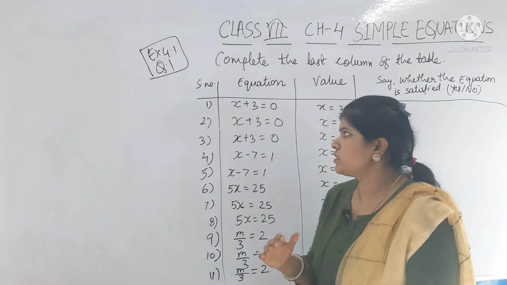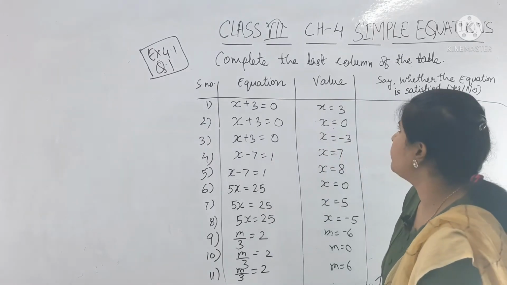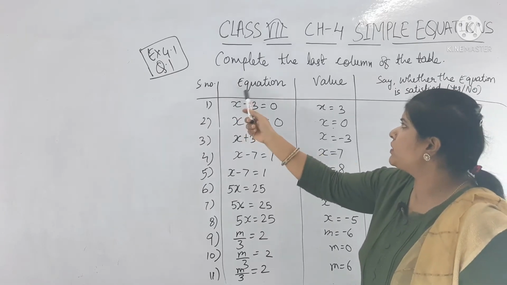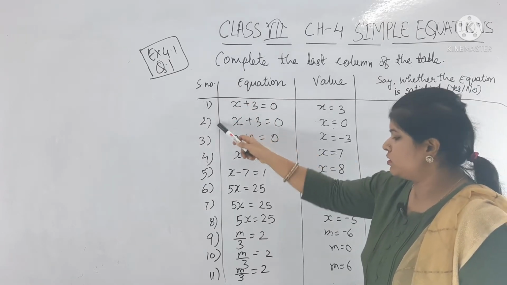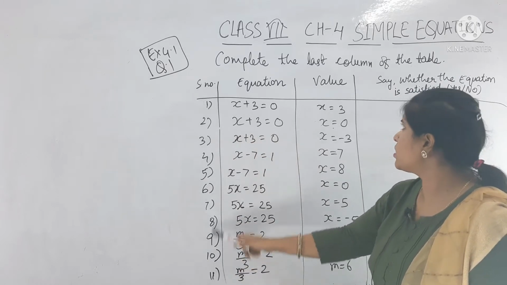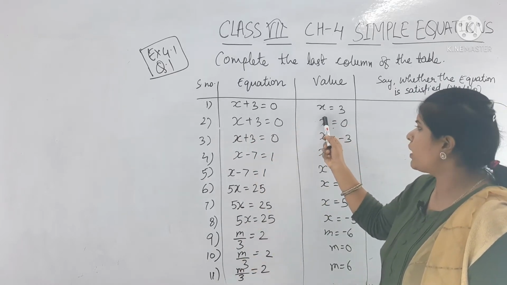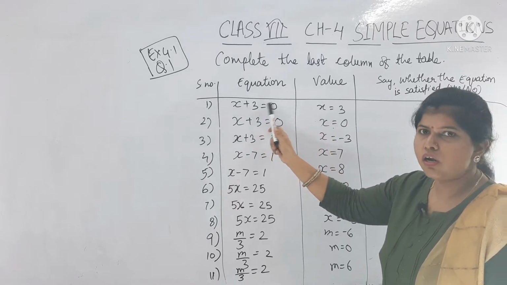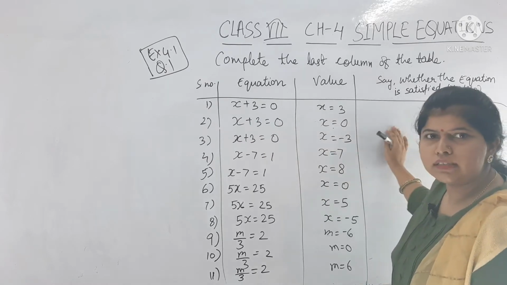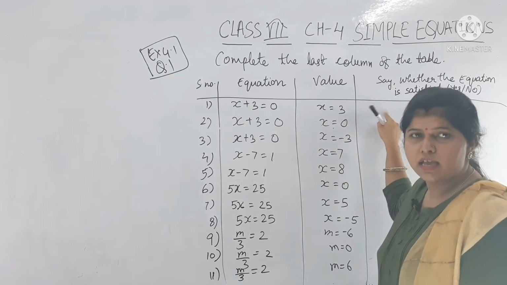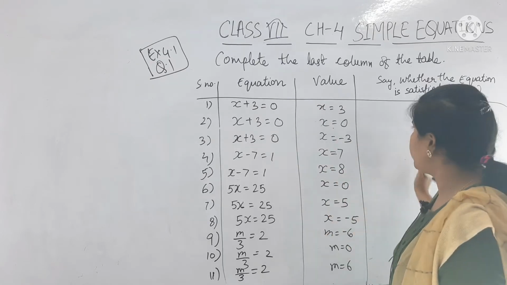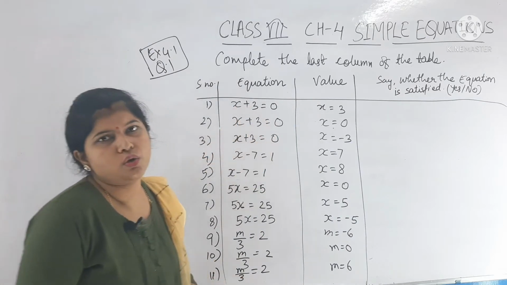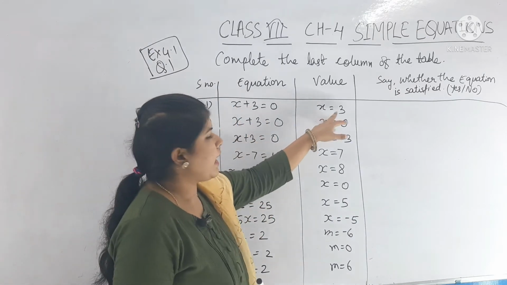Okay, so here is question number 1. You have to complete the last column of the table. Some equations are given, there are 11 equations here, and some value is given for each. We have to check whether it satisfies the equation or not. If it is satisfied we say yes, and if it is not satisfied we say no. So the first one is x plus 3 is equal to 0, and we have to put the value x equal to 3.